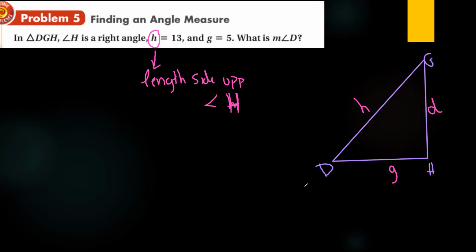So H small is 13. G small is 5. And D small, I need to find it. How do you find it? As I tell you before, by Pythagorean Theorem.